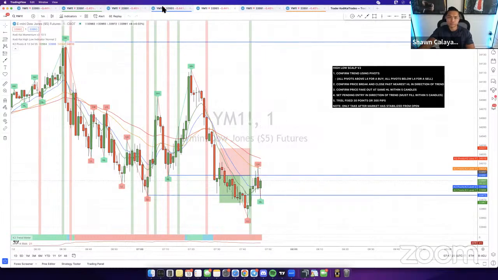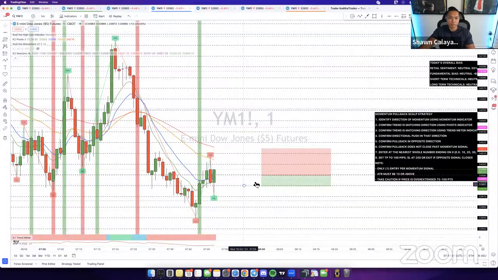So there's no momentum pullback scalps here. You need a sell signal in order for us to get that, which we don't have right now, of course. Price is coming back down from where it's at. We need a sell signal here in order for us to have that momentum pullback scalp. But again, just watching as this plays through.